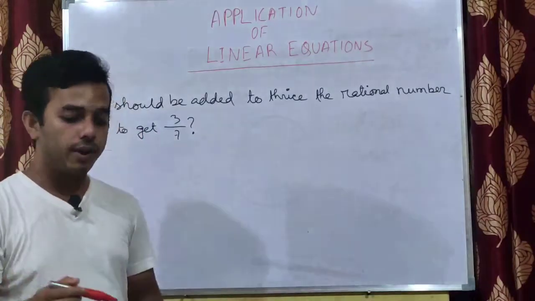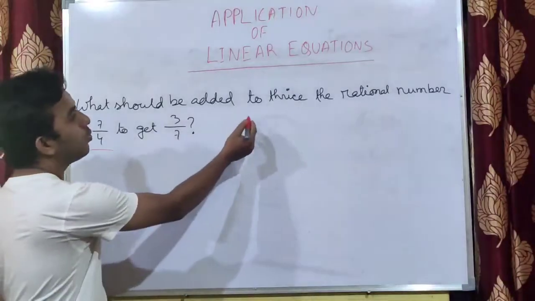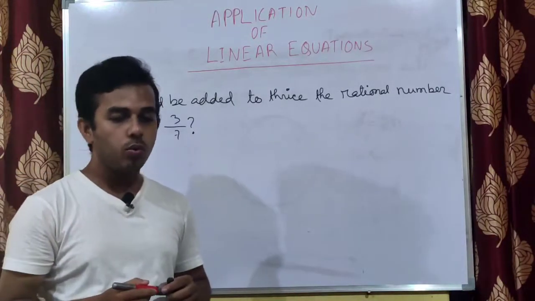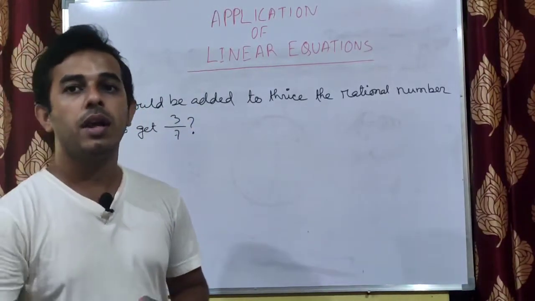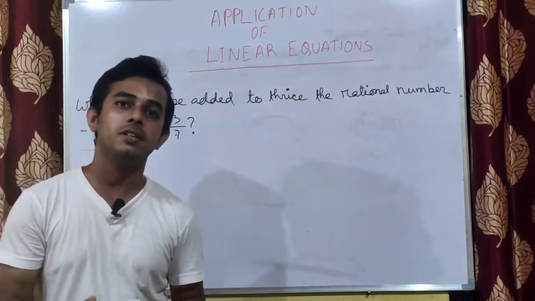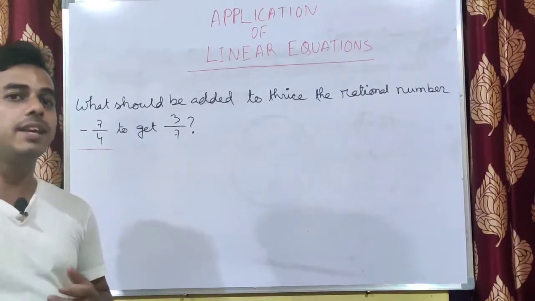So how will we find it? Now do we know this number? What should be added to thrice the rational number? Do we know what number we should add? No, we don't know. So let us assume the number to be x, because math is based on assumption. Let us assume any number, suppose x, y, z. In this case let us take x.